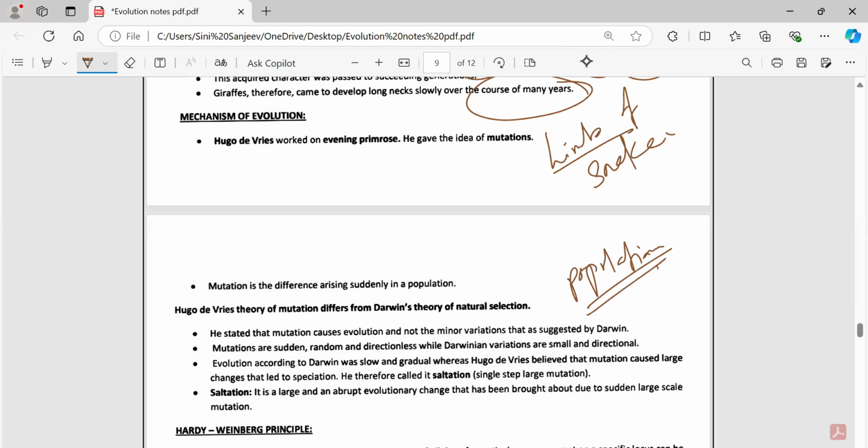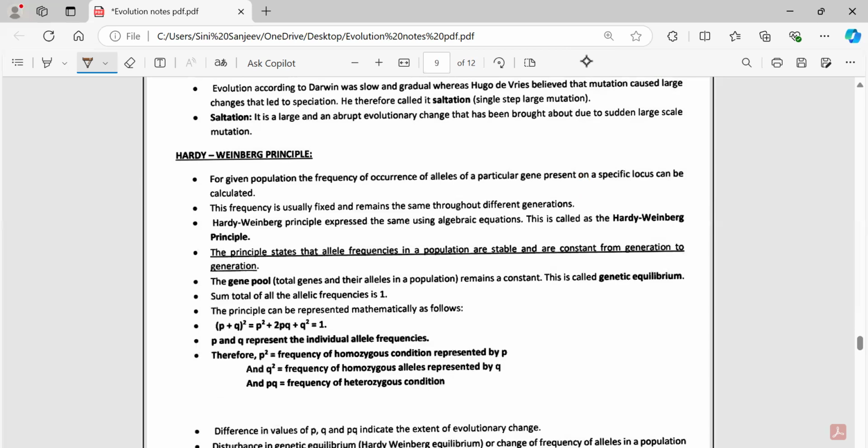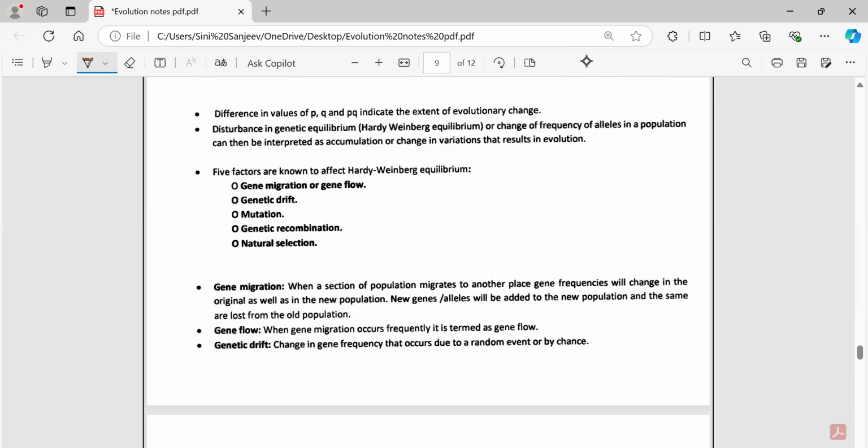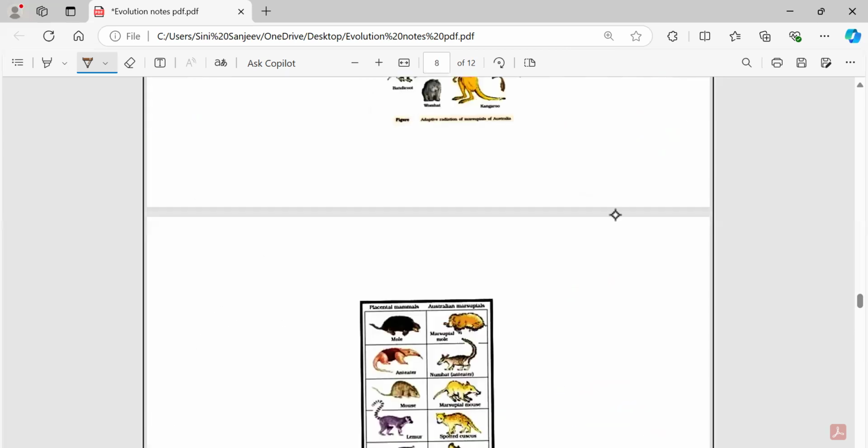Because whatever the natural selection concept is, it depends upon certain criteria. So I'll just write it over here. So what are those criteria? First one is the heritable minor variation.